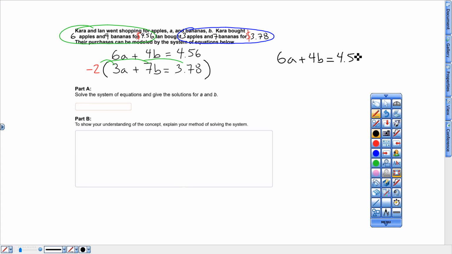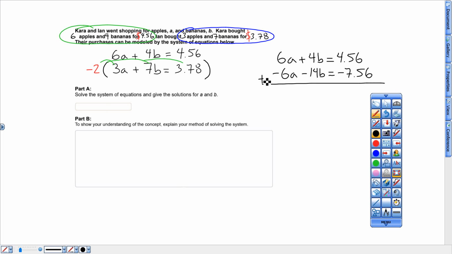That bottom equation does. -2 times 3 gives me -6a. -2 times 7, -14b. -2 all the way down times that decimal number, I'm going to use my calculator. So 3.78 times negative 2 gives me -7.56. First random word is foil.